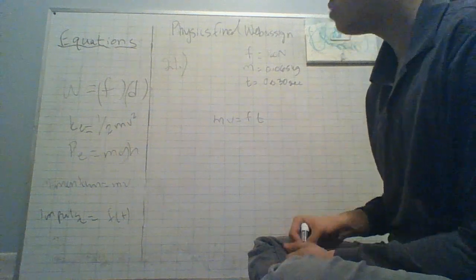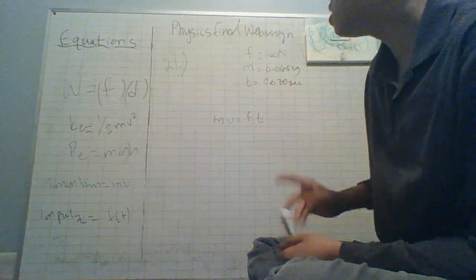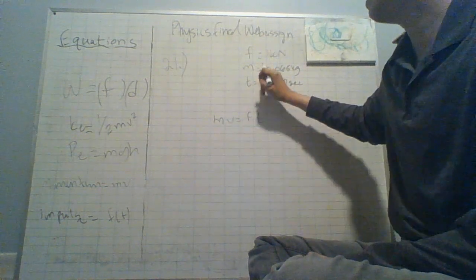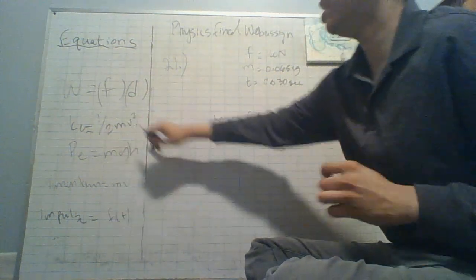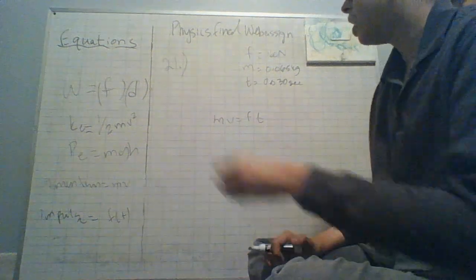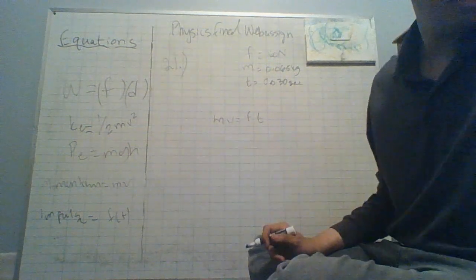And the reason why I'm using this equation instead of one of these three is because that's the only way I can find the velocity. And once I have the velocity, I already have the mass. I can start finding the kinetic energy, then I can start finding the work, and I can start finding the height. I can do everything once I get the velocity. That's why I'm plugging it into this equation.